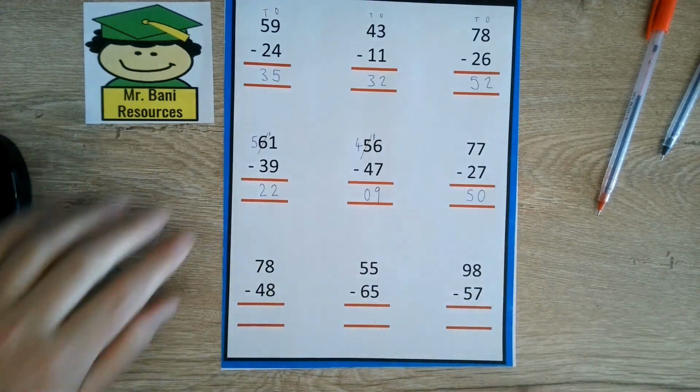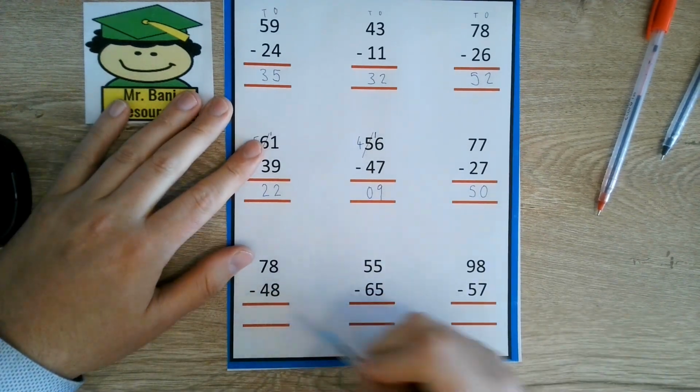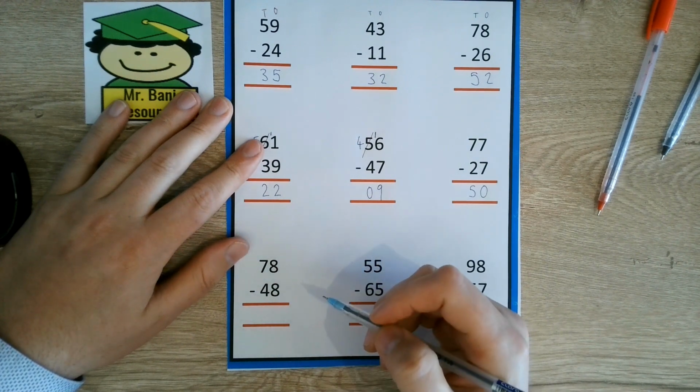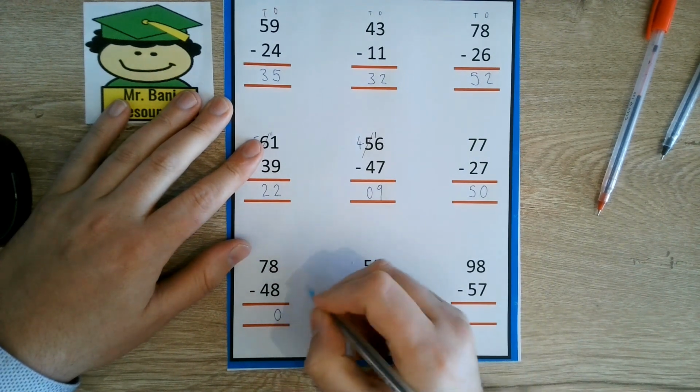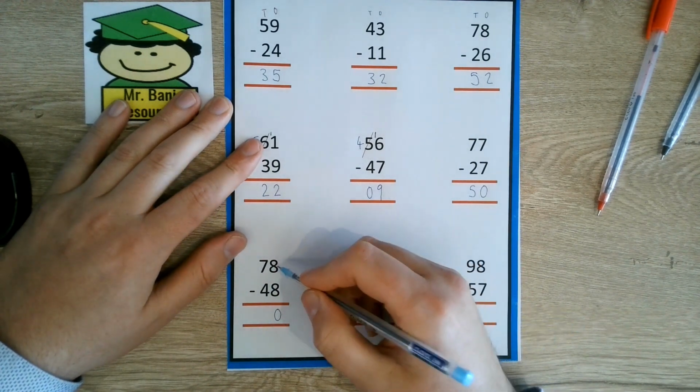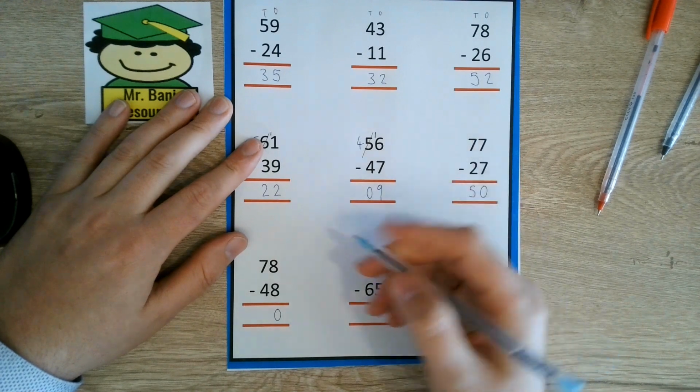Okay, and stop. So, 78 minus 48. What did you write for 8 take away 8? 0. Well done. No need to exchange. Next, is the top bigger than the bottom? Yes. Do I need to exchange? No. I can't anyway. Exactly.